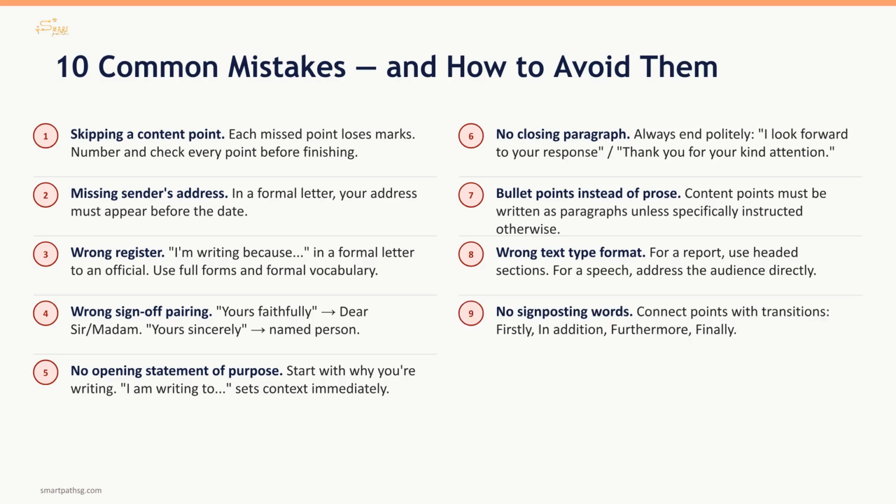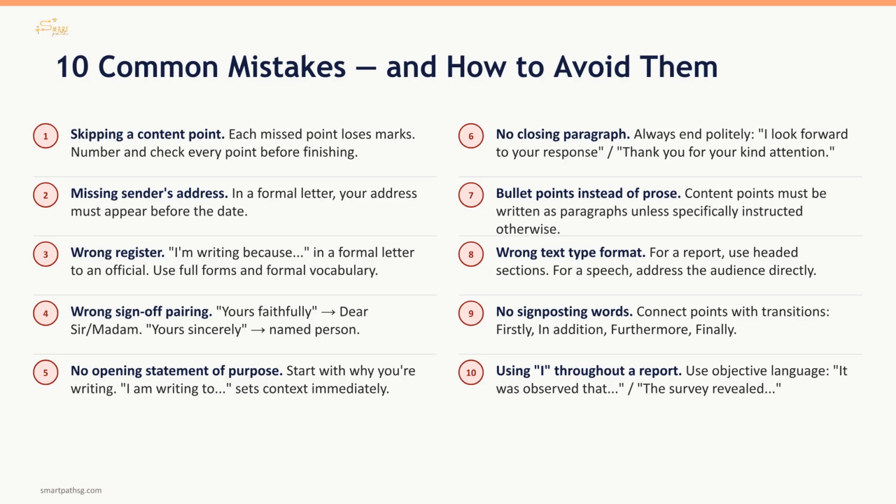Number 9. No signposting words. Use transition words like firstly, in addition, furthermore, and finally, to connect your points smoothly and logically for the reader. Number 10. Using I throughout a report. Reports must be objective. Avoid writing in the first person. Instead, use objective language such as, it was observed that, or, the survey revealed.